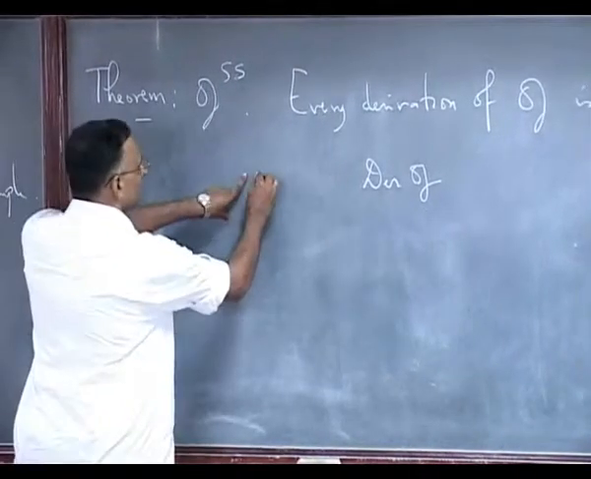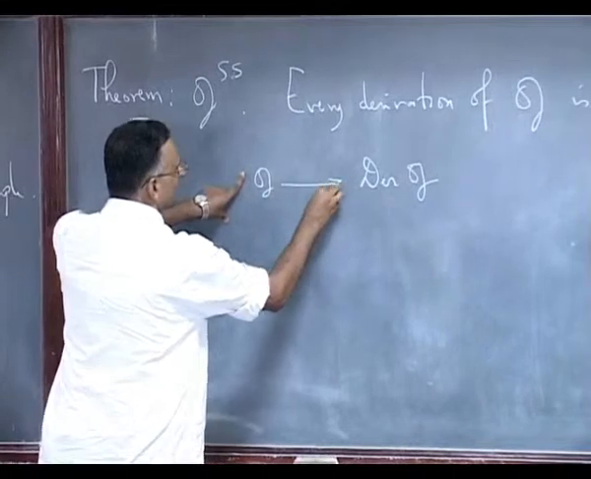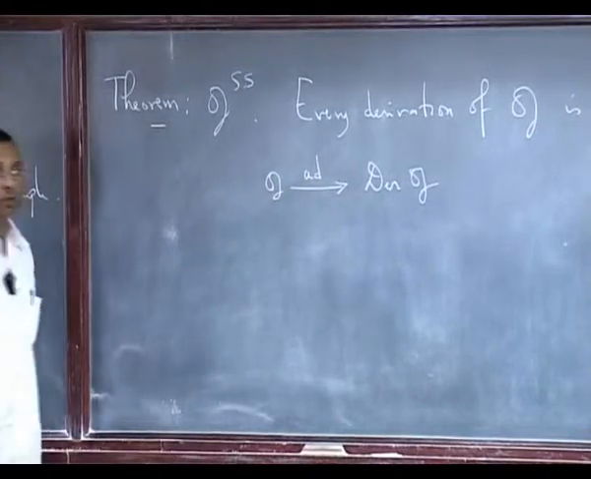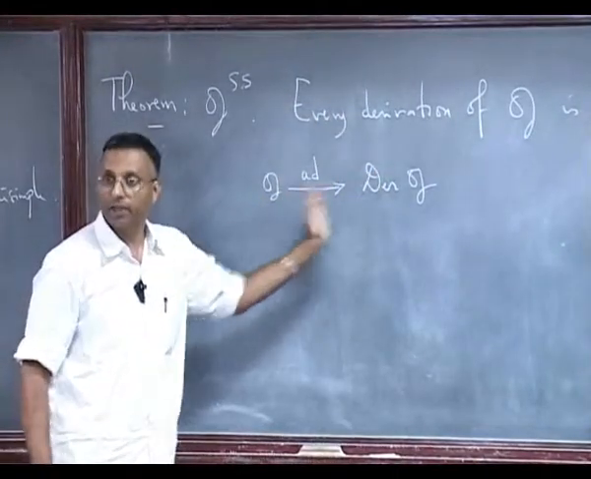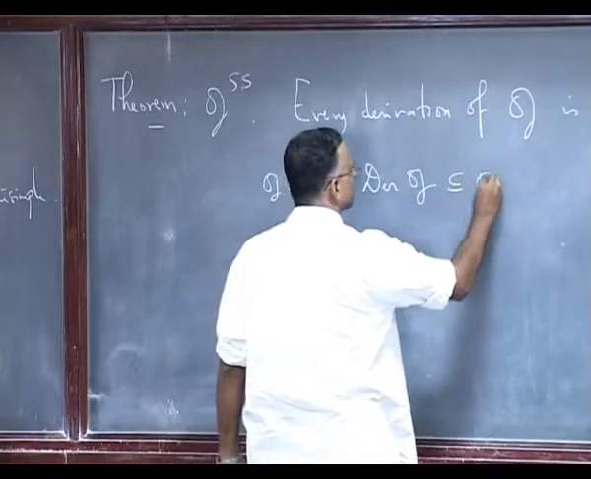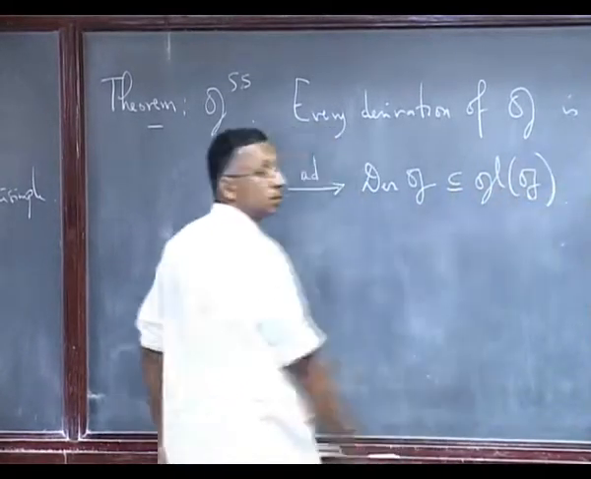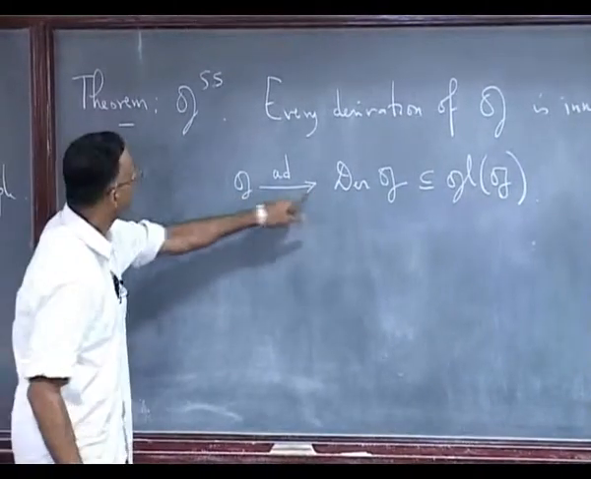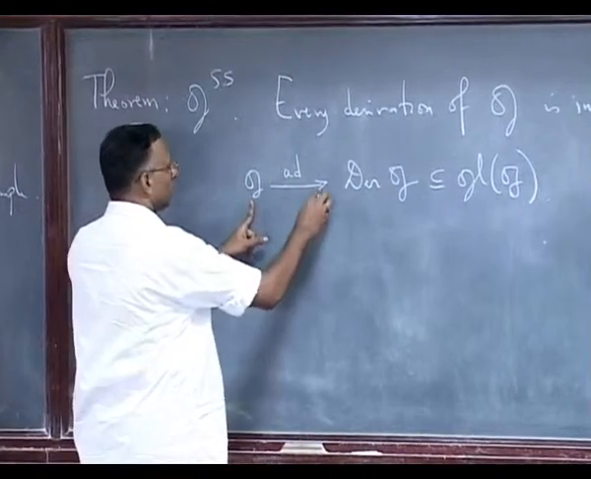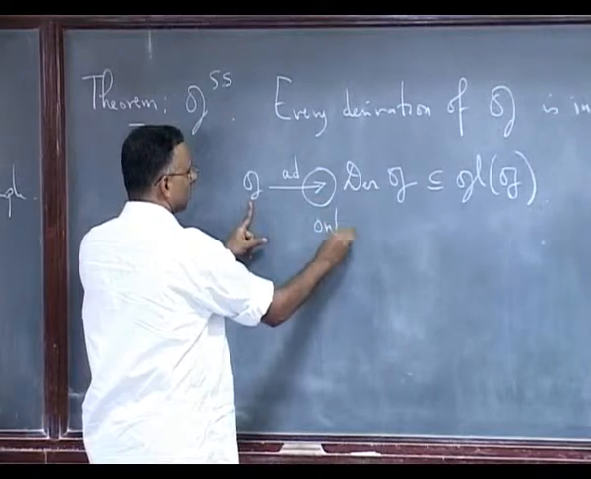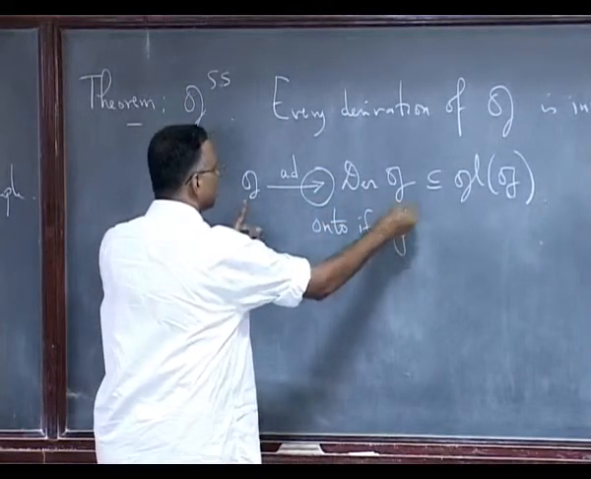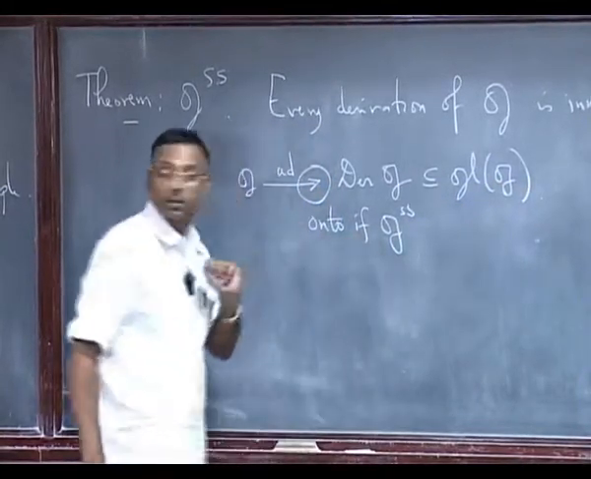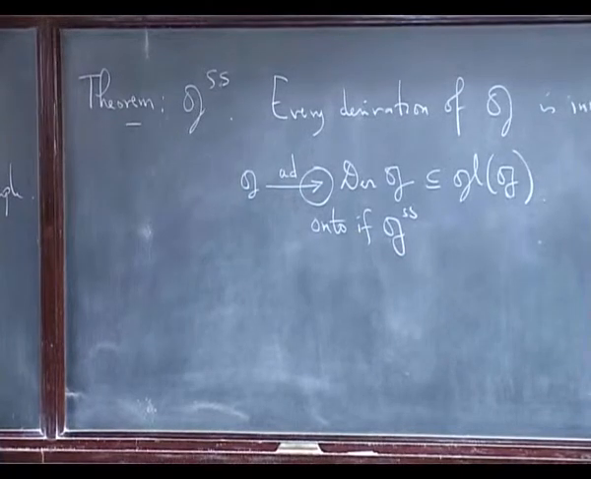Now recall that there is the ad map. The ad from G goes to gl(G), but actually it factors through the derivations. The statement says that this map is onto if G is semi-simple. This of course you can write for any Lie algebra. The point is this is onto if G is semi-simple.